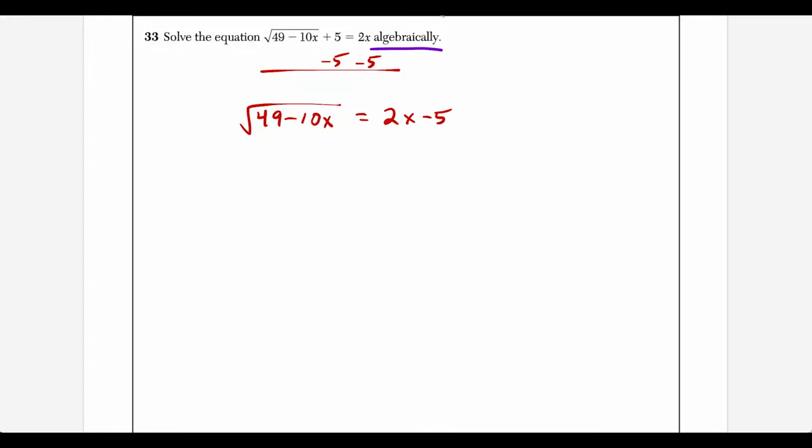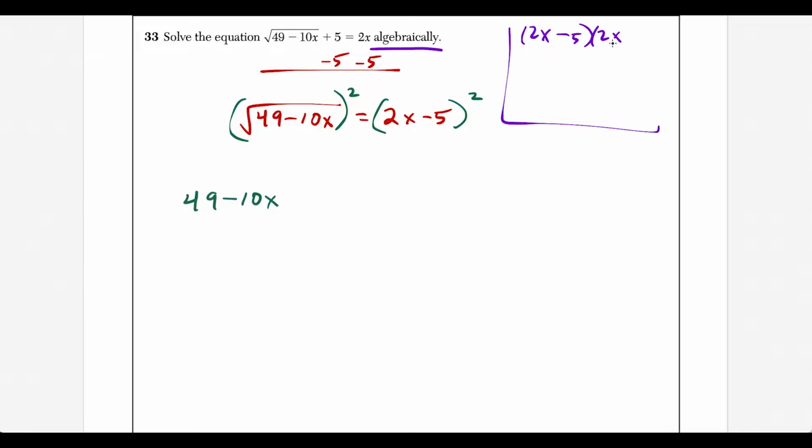So now to get the square root to disappear, we're going to square both sides like this. And one thing to be careful of, the left side is just going to become 49 minus 10x. But this side, you have to be careful. If you need to, you could go on a side quest and do 2x minus 5 times 2x minus 5. But if you could do this in your head, then great. We're going to have 2x times 2x is 4x squared. Then we have 2x times minus 5 is minus 10x. Then we have another minus 10x after we distribute this minus 5.